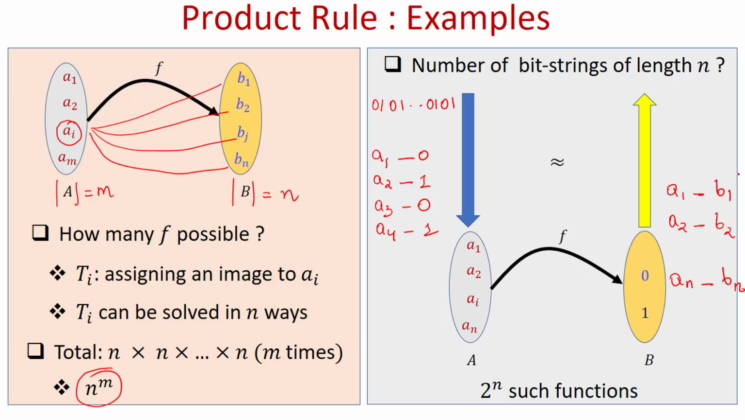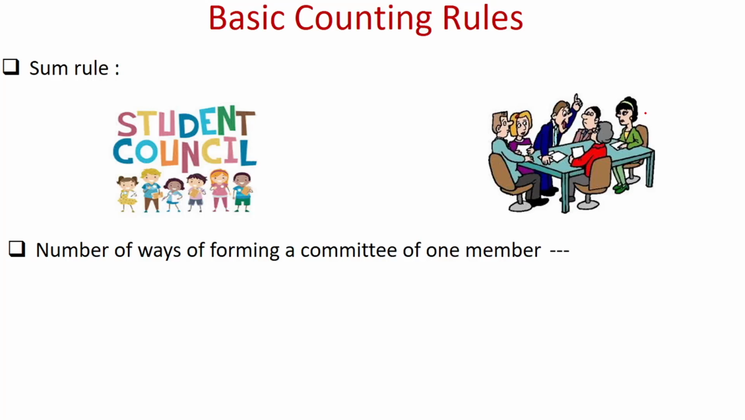Then the corresponding binary string will be b1 to bn. That's the injective mapping in this direction, right? So that shows that the number of binary strings of length n is the same as the number of binary functions. Now let's consider another fundamental counting rule, which is the sum rule.